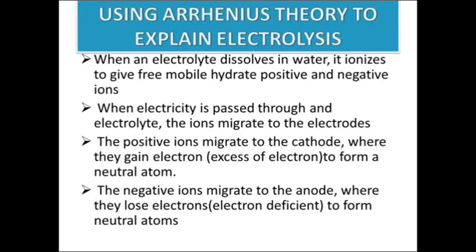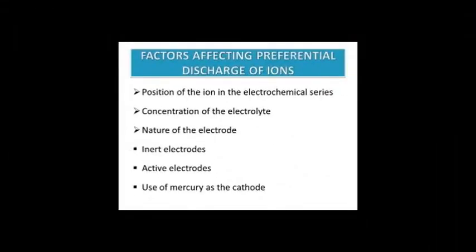Okay, so let's go over to factors. Let's look at factors affecting the discharge of ions. Now, the first factor that affects the discharge of the ion is the position of the ion in the electrochemical series. Now, what is the meaning of this?